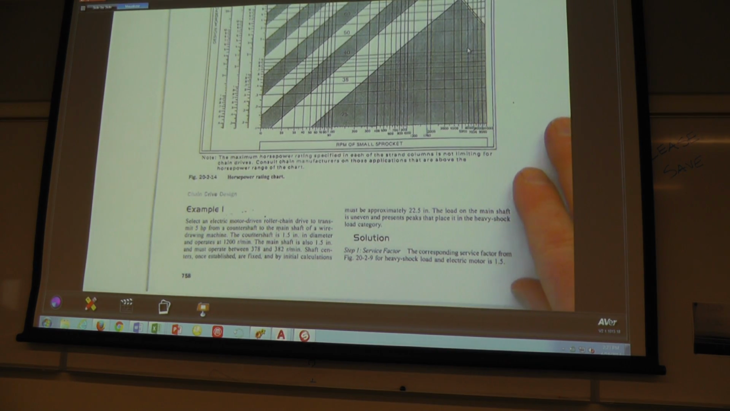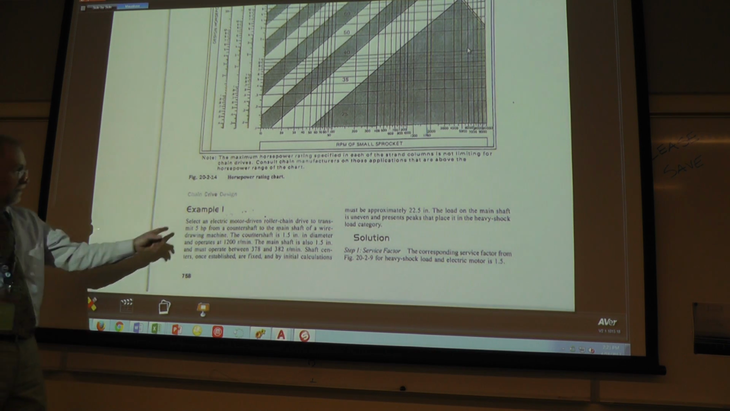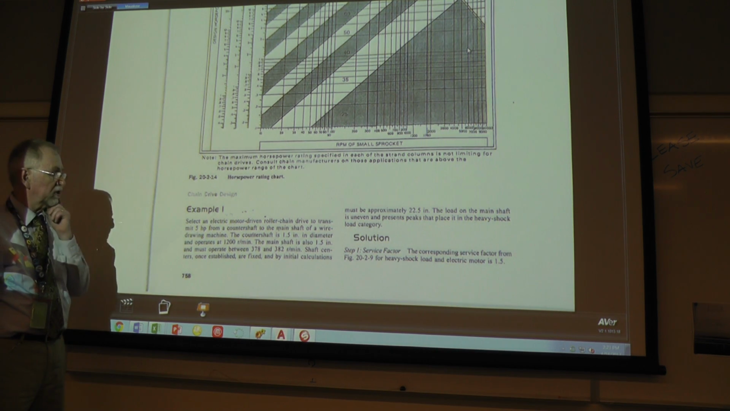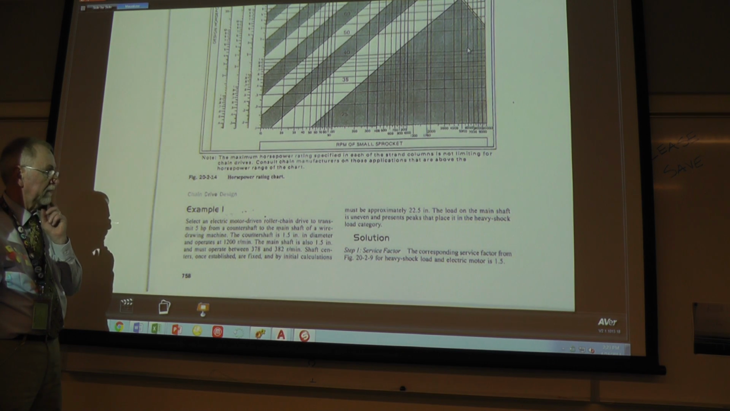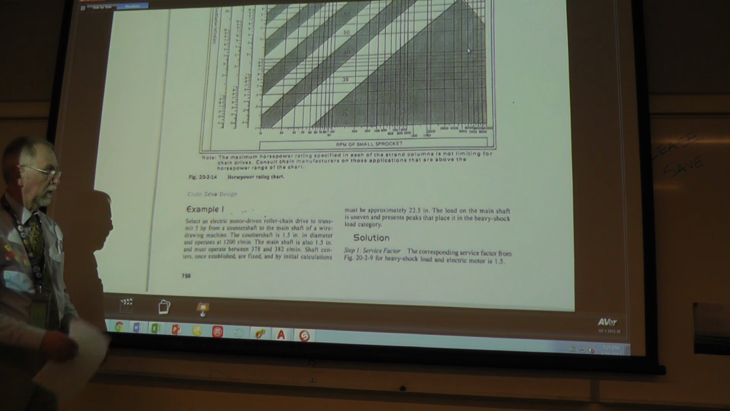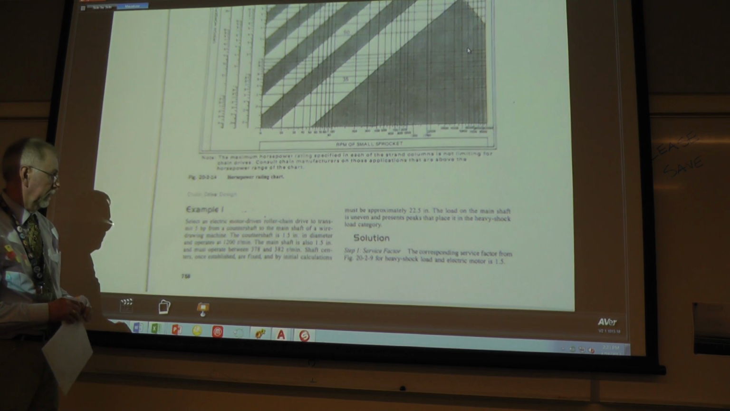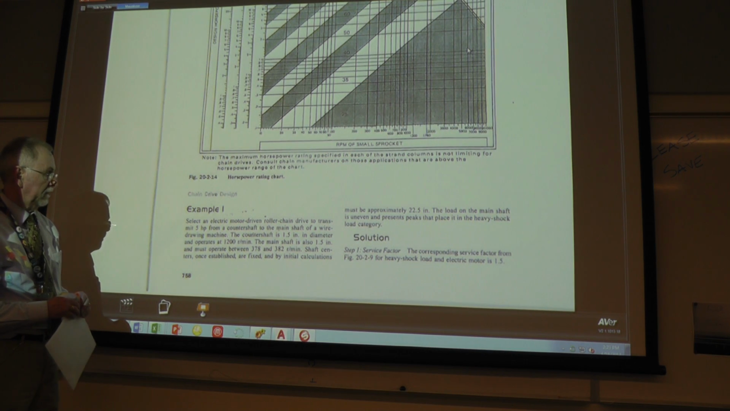This is information that you might get in a design situation. So select an electric motor-driven roller chain drive to transmit 5 horsepower from a countershaft to the main shaft of a wire drawing machine. Countershaft is 1.5 inches in diameter and operates at 1200 RPM. The main shaft is also 1.5 inches and must operate between 375 and 385 RPM.